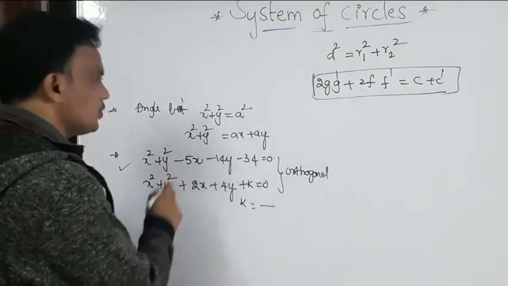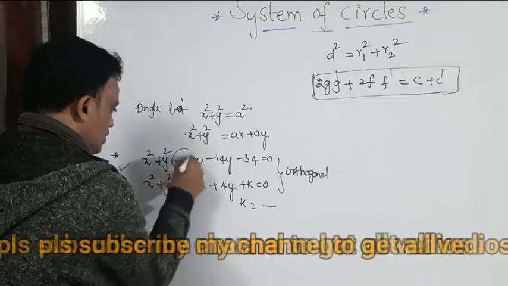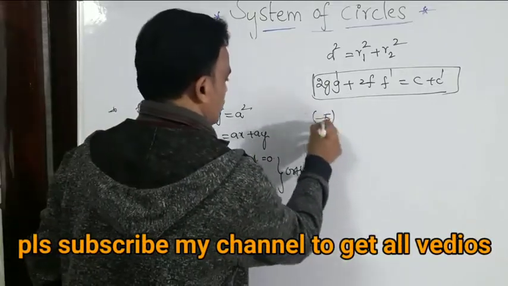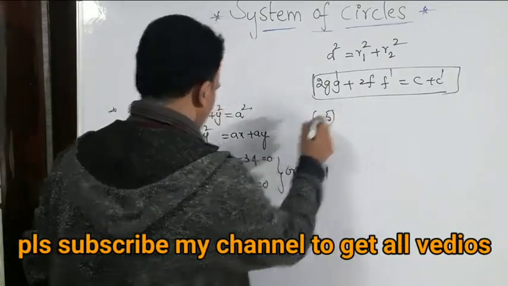Yes, come on. What is 2g? So this is 2 into minus 5 into, yes, the g' value. So it is 2.